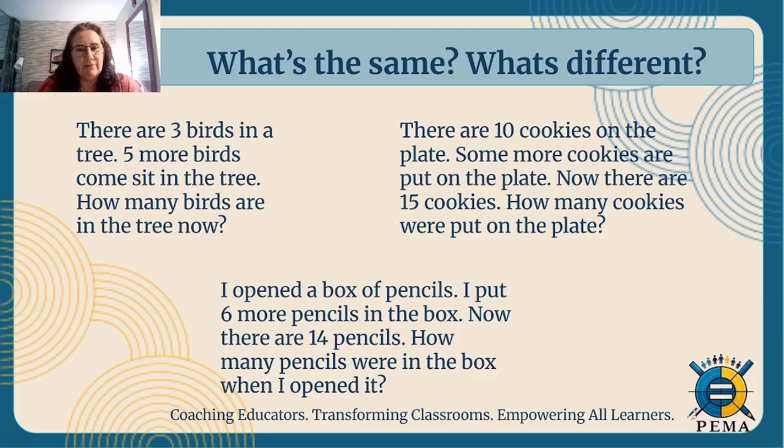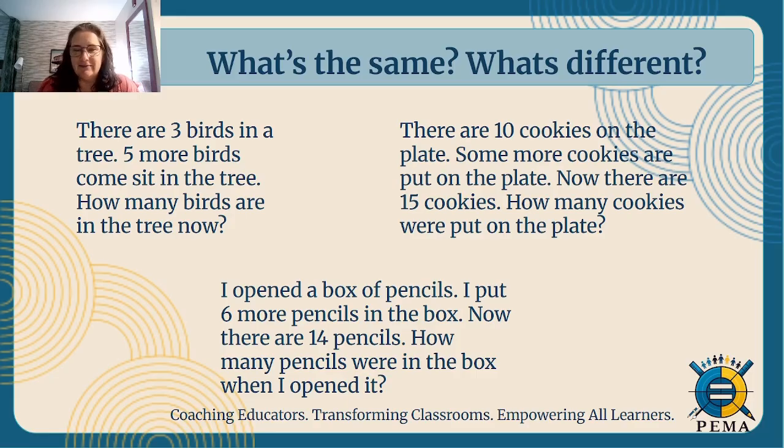If we look at the second problem at the top here, the cookies, there are 10 cookies on the plate. Some more cookies are put on the plate. So there's our add to. Now there are 15 cookies. How many cookies were put on the plate? So the unknown here is not the total. We're told the total. But what we don't know is what was the change. We know we started with 10, we added some more, but we don't know how many, and we ended up with 15. So this is an add to change unknown problem.